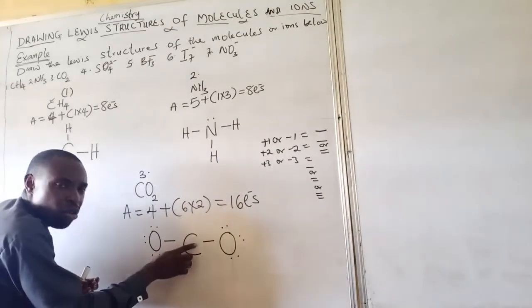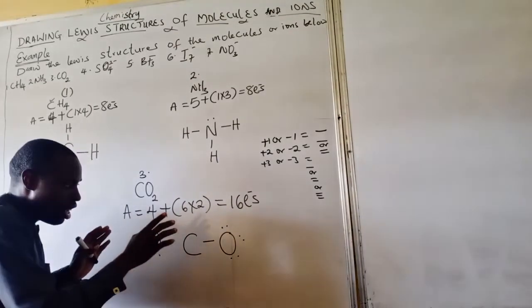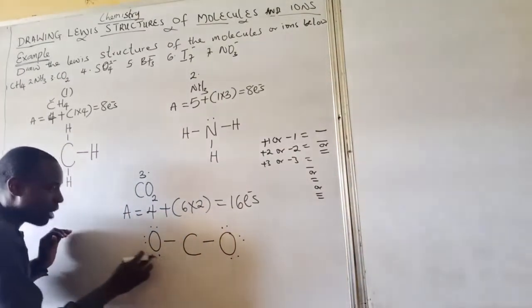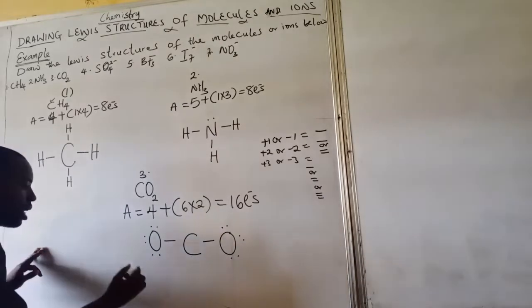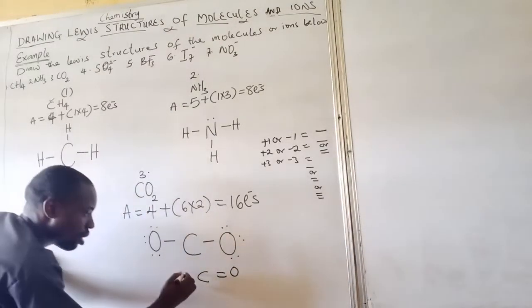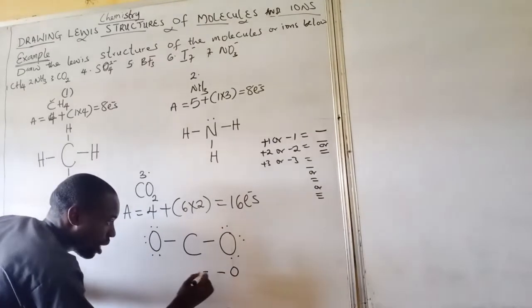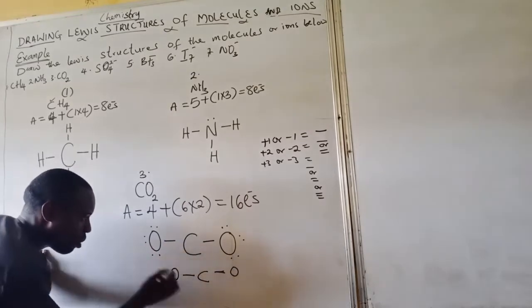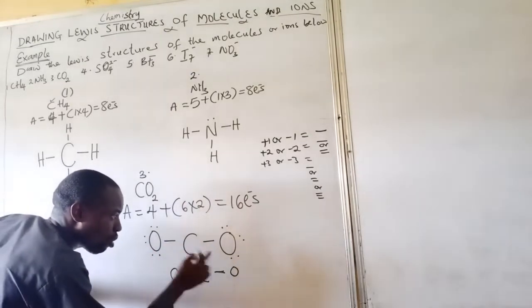So there's every possibility that oxygen here can share its lone pair to make this carbon be in its octet form from both sides. So what do I do? I can rewrite it as carbon double bond O, that's carbon here, carbon to oxygen, carbon to oxygen. This one here will come here, and this one here will also come here.